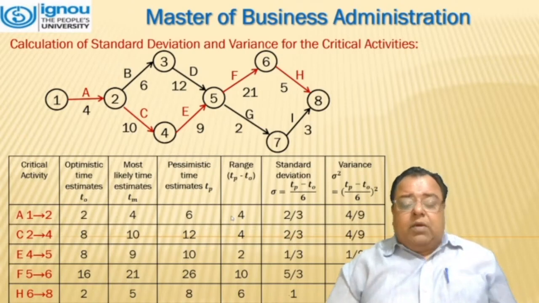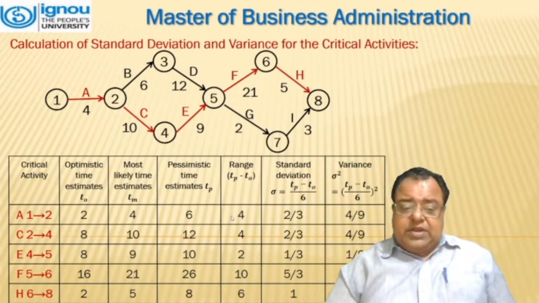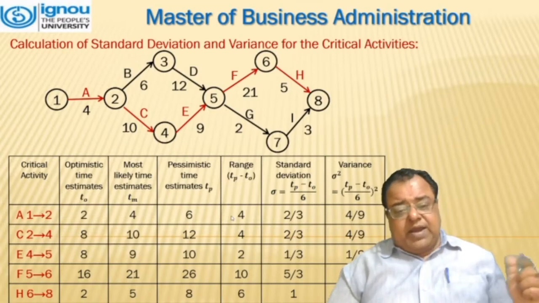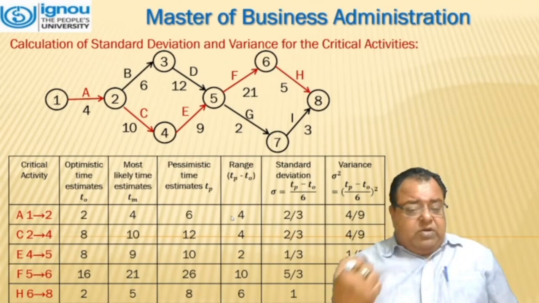Now, what do we have to find? We have to find the range. Range is TP minus TO, that means the difference between the pessimistic time and the optimistic time. Next step is to calculate the standard deviation. Standard deviation is TP minus TO divided by 6. It is calculated over here.